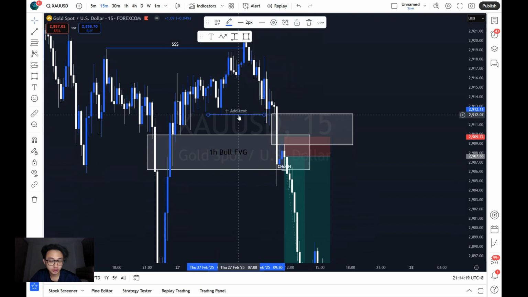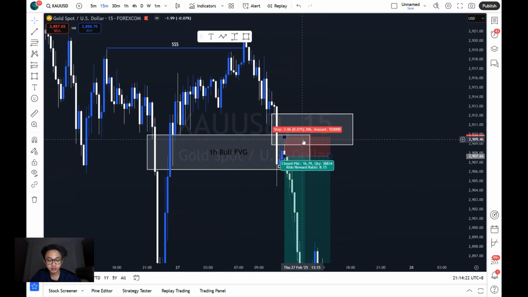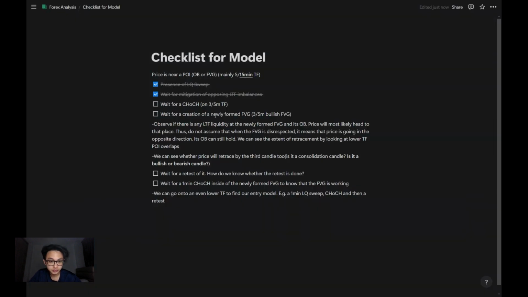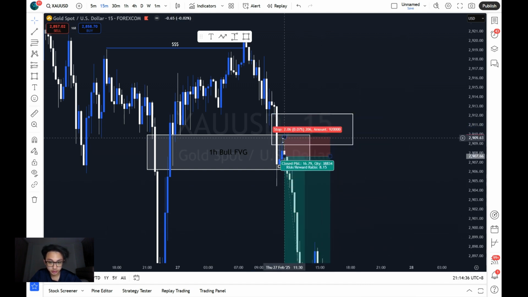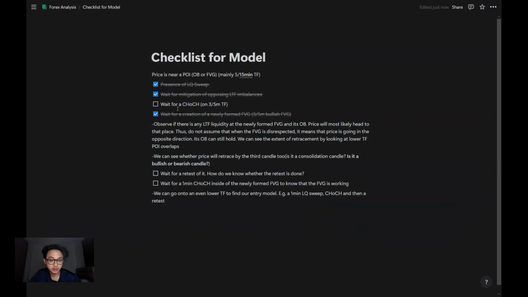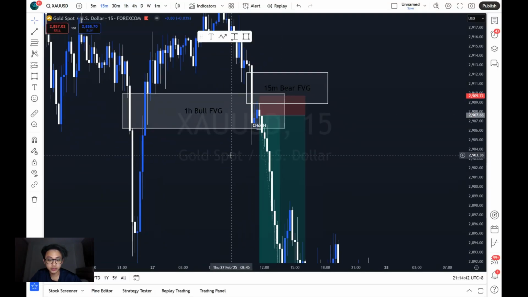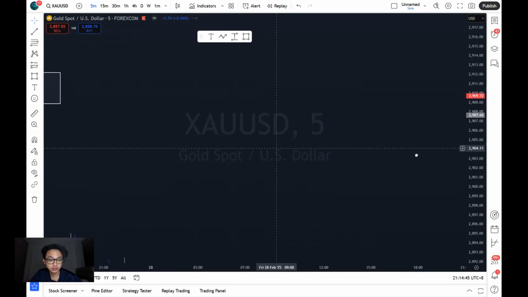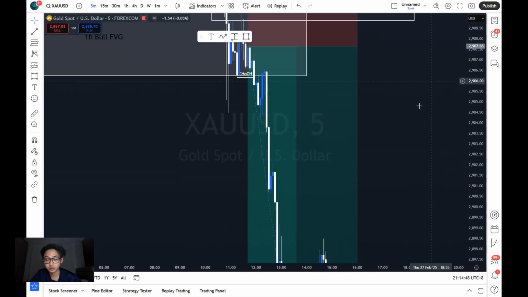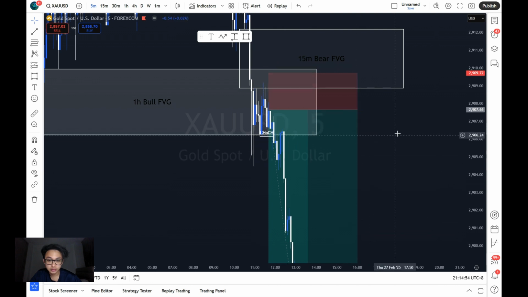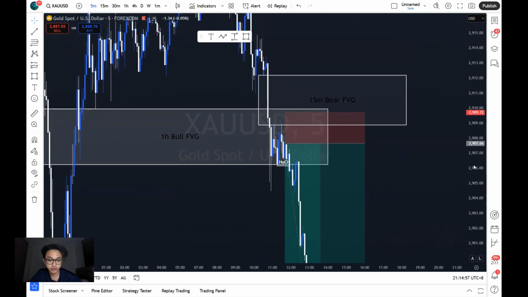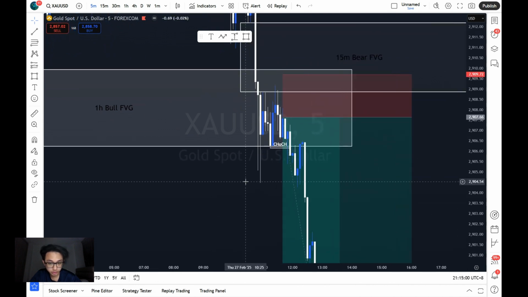So where should the change of character be? It is after the bearish imbalance has been created, then we can put the change of character. So wait for a creation of a uniform fair value gap, which is right here, the 15-minute bearish fair value gap. Afterwards, we wait for a change of character. So now we find a change of character. If we go to 5 minutes, we can see that there's a change of character below the last lower low, or you can say break of structure.